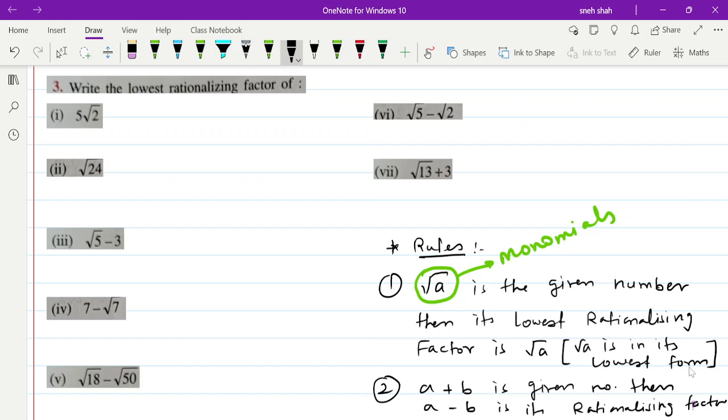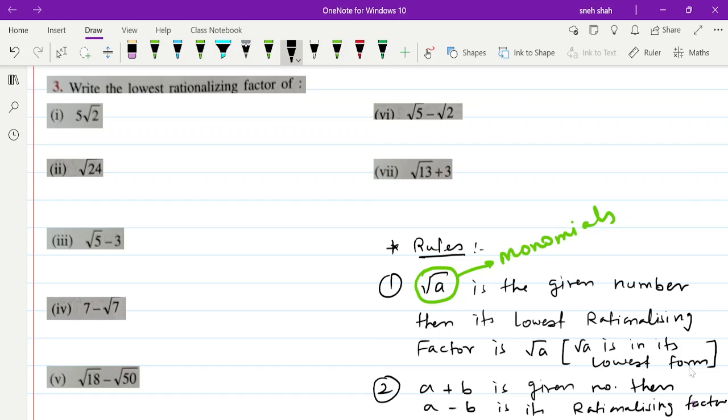Now, the second rule states that if the given irrational number is of the form a plus b, then its rationalizing factor will be a minus b, and vice versa. So with these two rules, we can find the rationalizing factor of any given number.